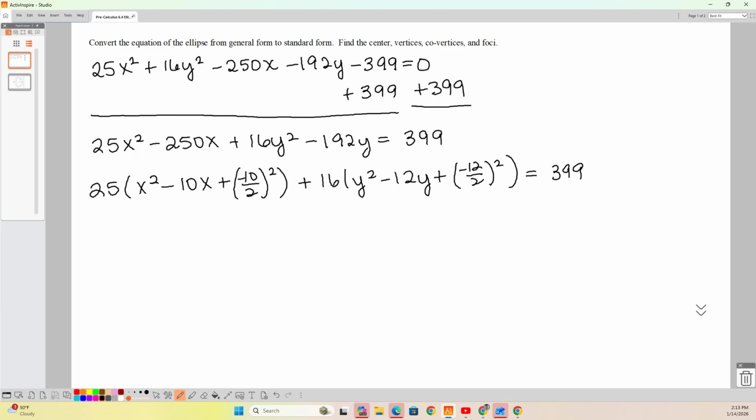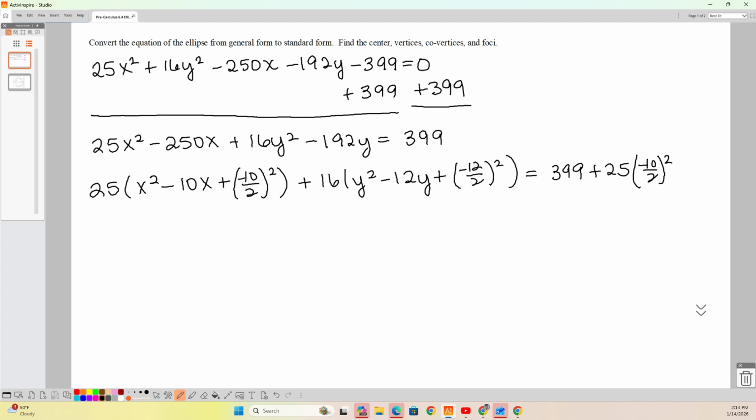But I can't just add negative 10 over 2 squared and just add negative 12 over 2 squared because the equation is not balanced. So I need to balance the equation by making sure I add the same thing to both sides. Well, if we look, we didn't just add negative 10 over 2 squared. It's also being multiplied by 25, because the 25 would be distributed. So I'm going to add 25 times negative 10 over 2 squared to the right side.